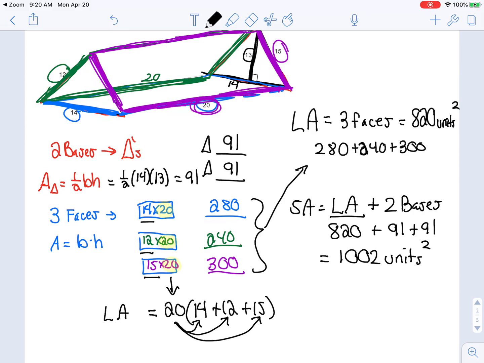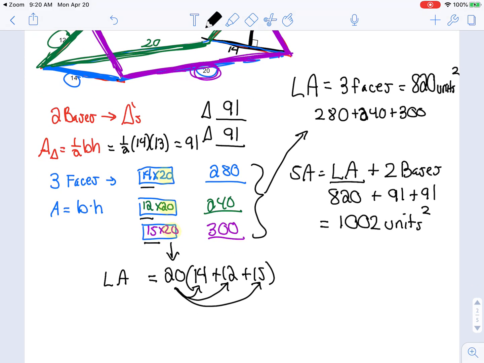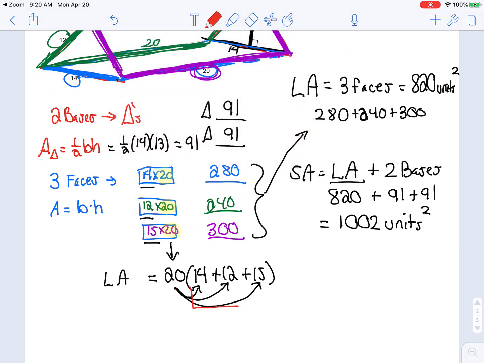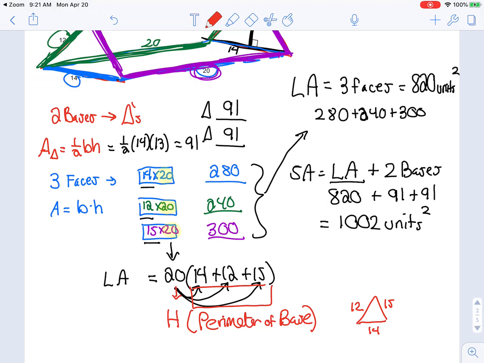Okay, so think of this as your lateral area. Now, if we go back and look at a formula, what was that 20 representing and what were that 14, 12, and 15 representing? When you add this 14, 12, and 15, what you're actually finding here is the perimeter of the base. The base, remember, was a triangle, and the triangle had sides of 12, 14, and 15. So when we're finding our lateral area, we start with the perimeter of the base. Then this 20 is actually representing the height of the prism.